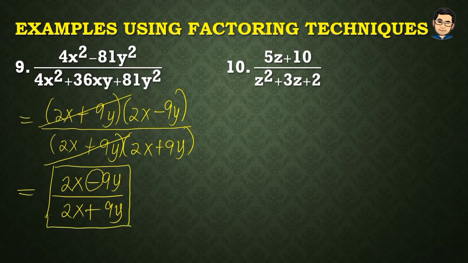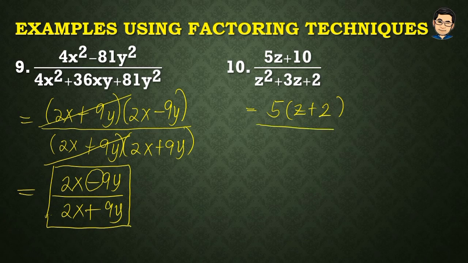Next, number 10, 5z plus 10 all over z squared plus 3z plus 2. So, dito naman po, greatest common monomial factor, tsaka yung general quadratic trinomial. So, dito muna tayo sa numerator. So, yung greatest common factor is 5. And then, 5z plus 10 divided by 5, that is z plus 2.